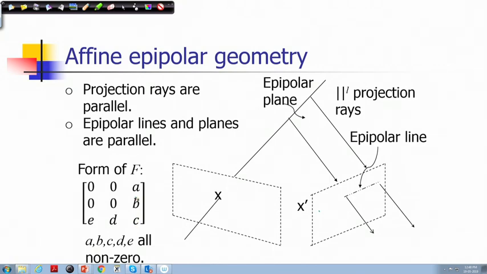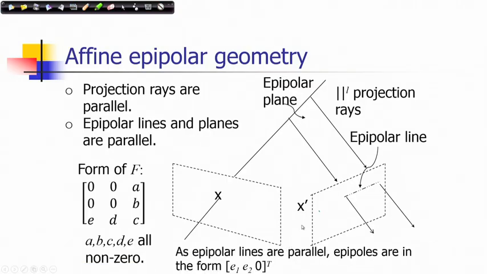So, here is a summary. Projection rays are parallel, and epipolar lines and planes are also parallel. That is the characteristic of an affine epipolar geometry. And the other thing is that as epipolar lines are parallel, epipoles are in the form of (E1, E2, 0) transpose. We know that because the intersection of epipolar lines would also be a point at infinity, which means the value in the third dimension representing scale should be 0.